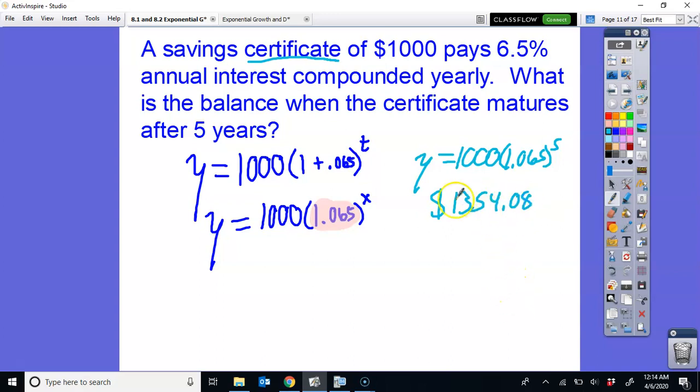$1,354.08. So that is how much money I now have in that savings certificate. It is now worth that much money after 5 years. Again, remember, just letting the money sit allowed me to gain this much money. It is important to understand that because a lot of people think they have to work really hard for that retirement money. And I'm not going to disagree, you need to have a good job. But you can also let your money work for you.